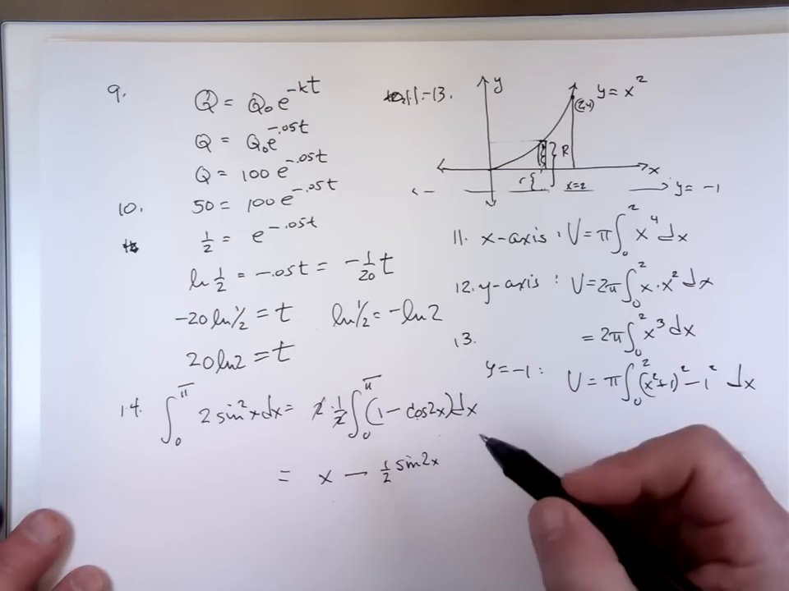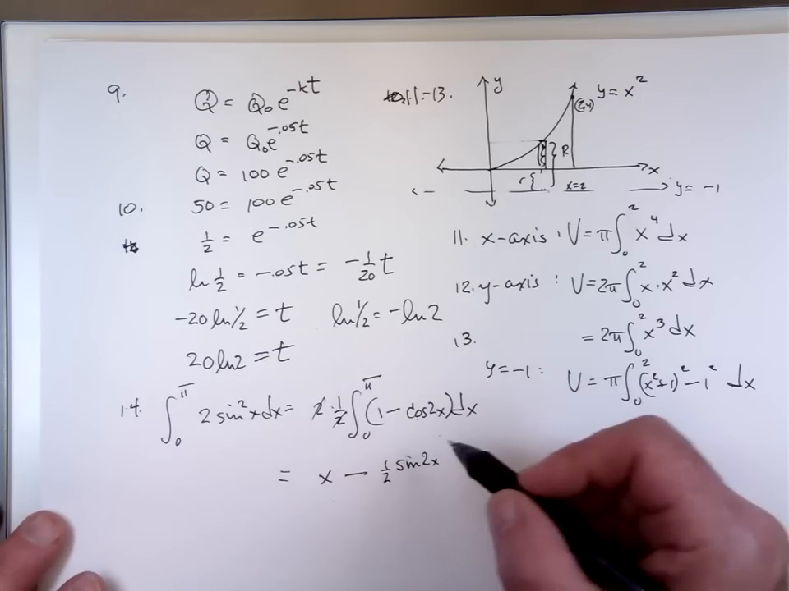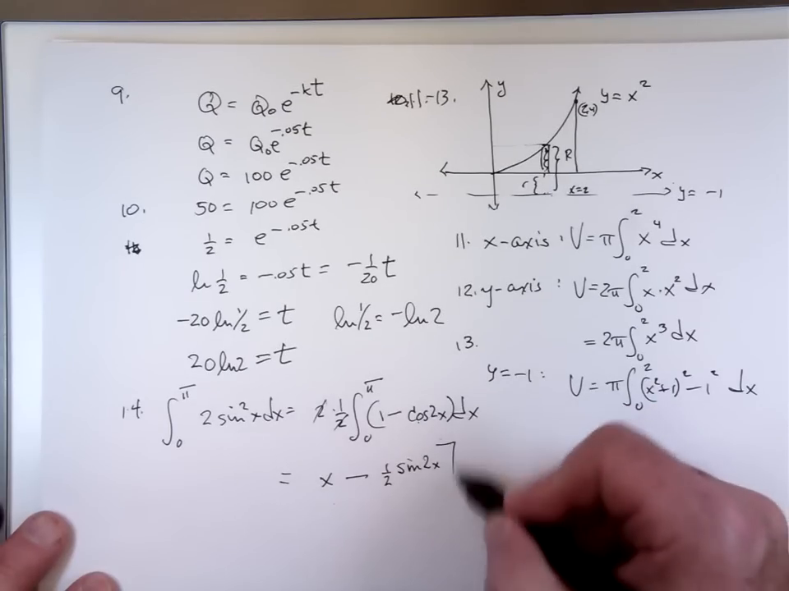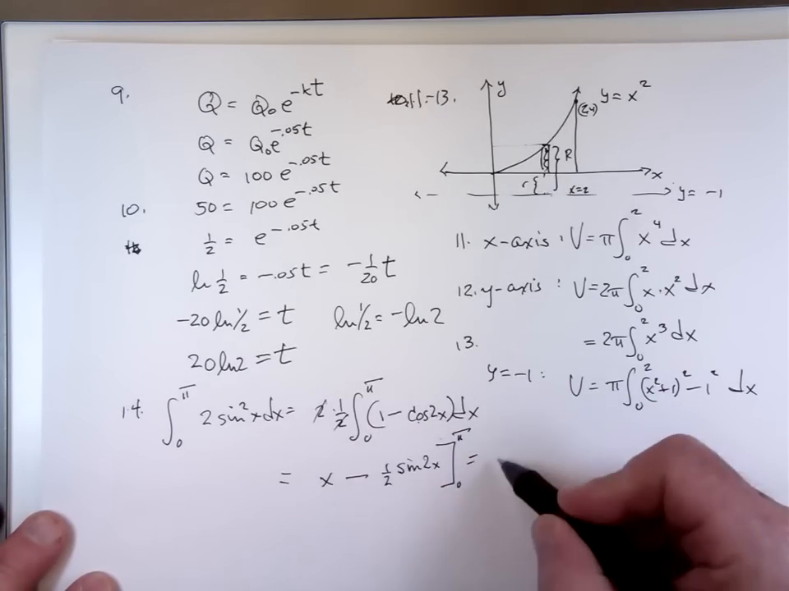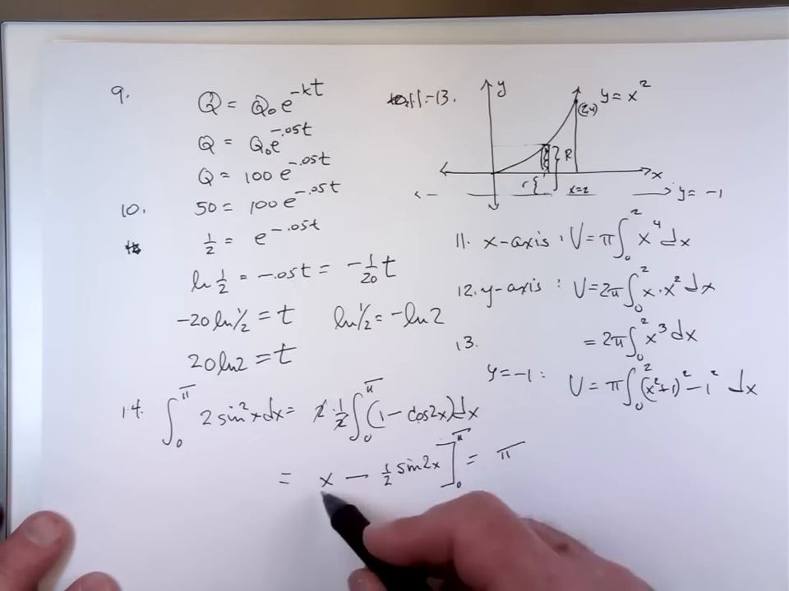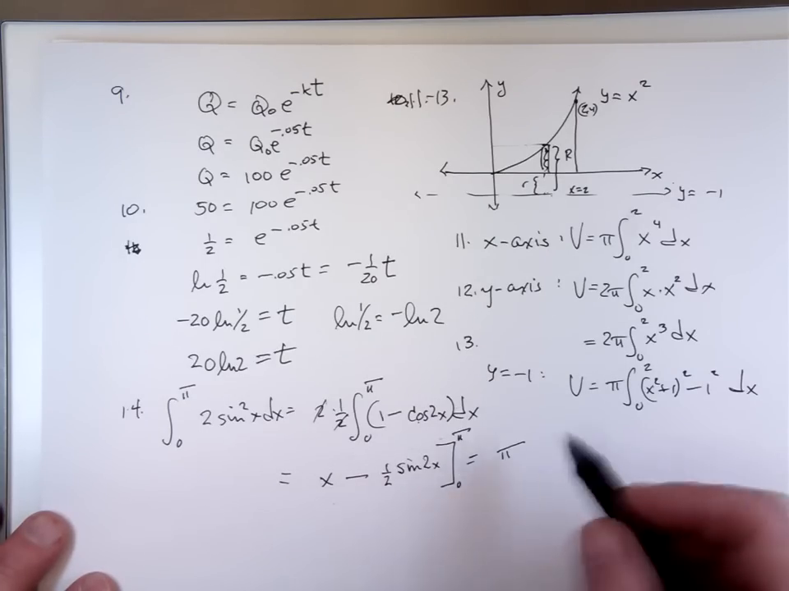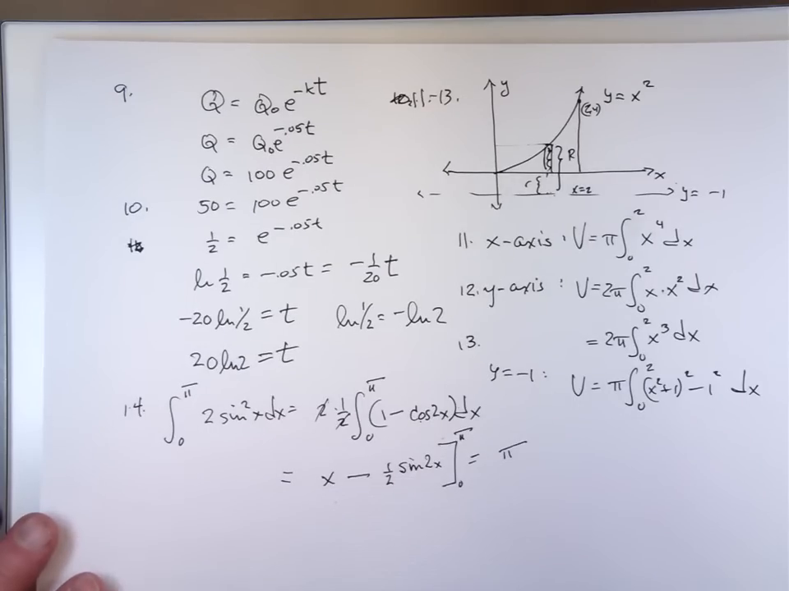But it turns out it doesn't matter if you put the 1/2 in there or not. Because even if you mess that up, when you evaluate from 0 to pi, you get a pi here. But sine of 2 pi is 0. Put a 0 in, you get a 0. Put a 0 in, you get a 0. So you get pi. So whether you messed it up or not, you still get the right answer. It's a gift from me to you.